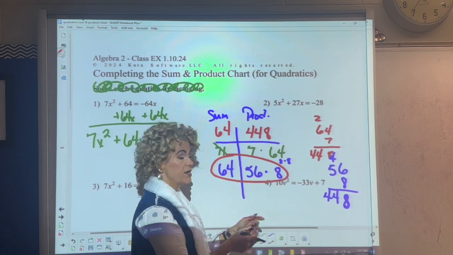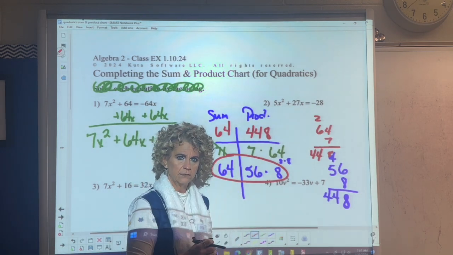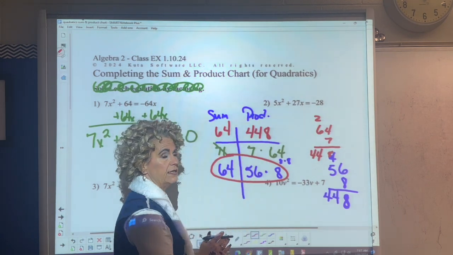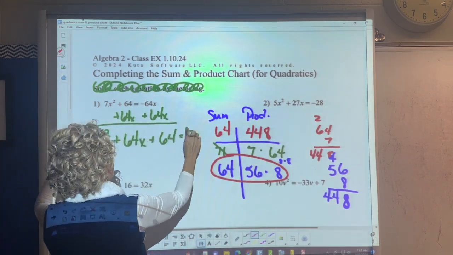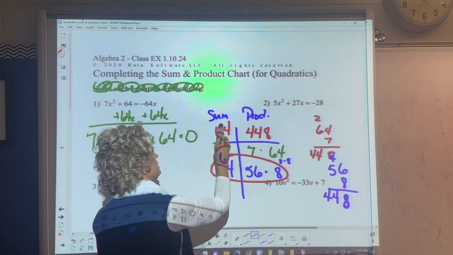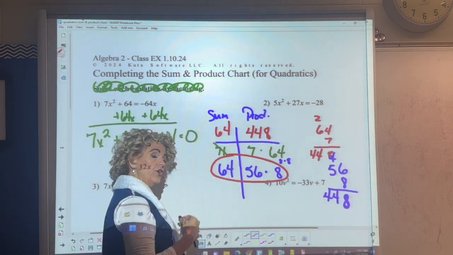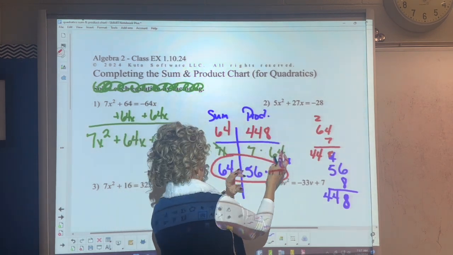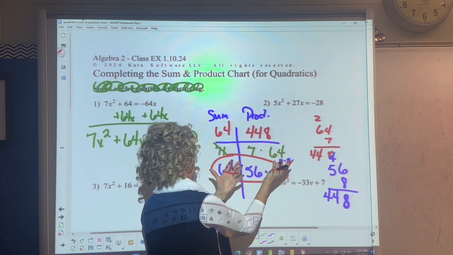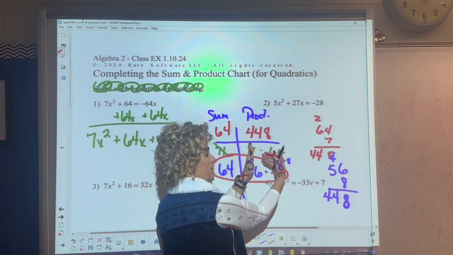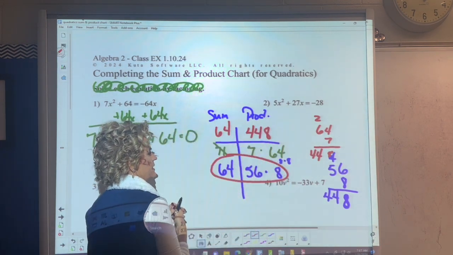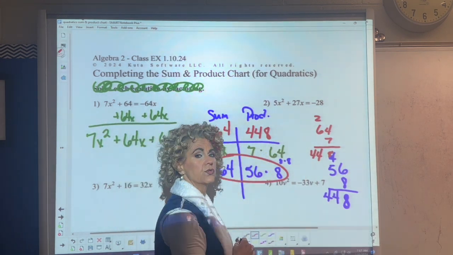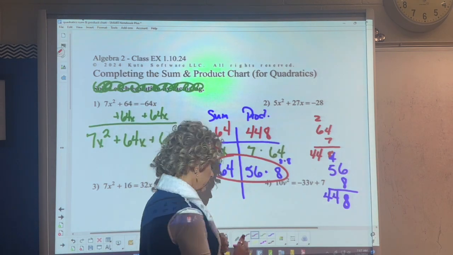And actually, that right there is what we're going to stop at today. Okay? This is my sum and product chart completed. First thing I did was get one side equal to 0. Second thing I did was identify the sum and product. Third thing I did was complete the sum and product chart. I got the factors of 448. I found out what multiplied to be 448 and added to be 64. And tomorrow we're going to take this information and do something else with it. But today this is where we're going to stop.